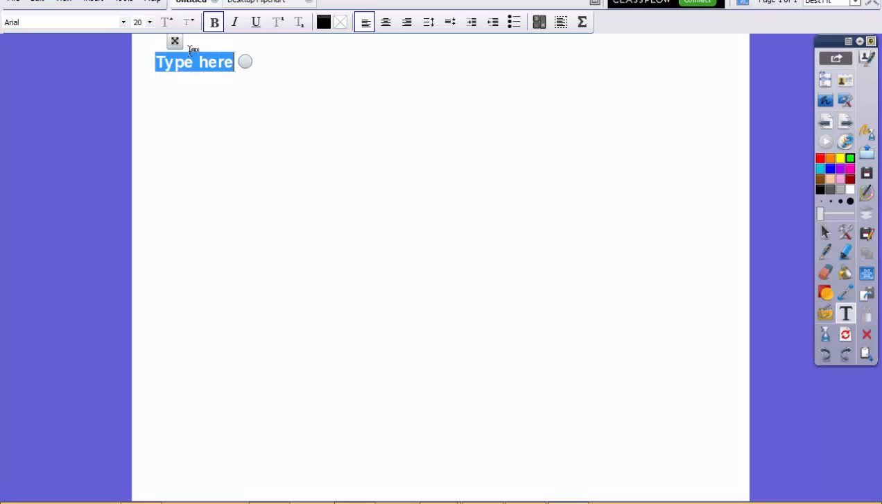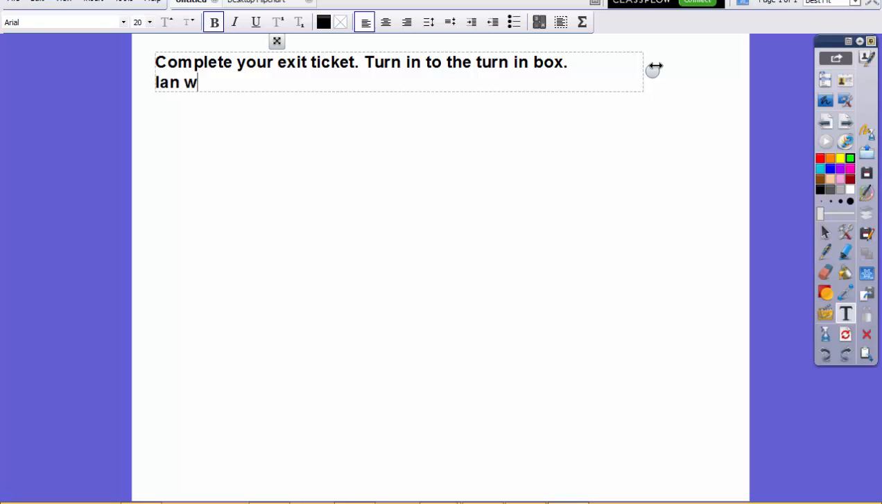All right, what you're going to do is this. You're going to complete your exit ticket and turn that into the turn box. Okay, your exit ticket is going to be with Ian, so collect it from Ian. After you have turned your exit ticket in, then you can go to Dreambox until the end of the day. If you need your password for Dreambox, it is on the small whiteboard.